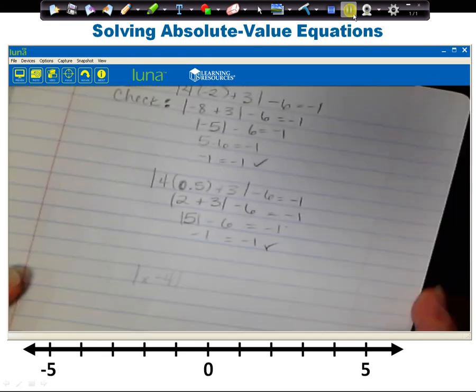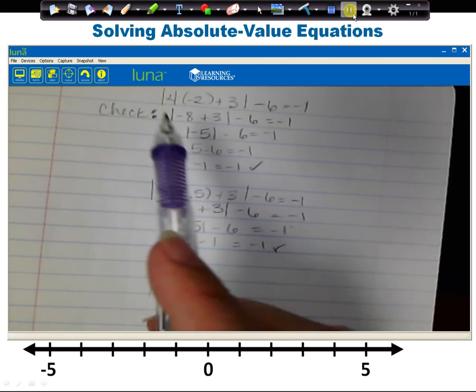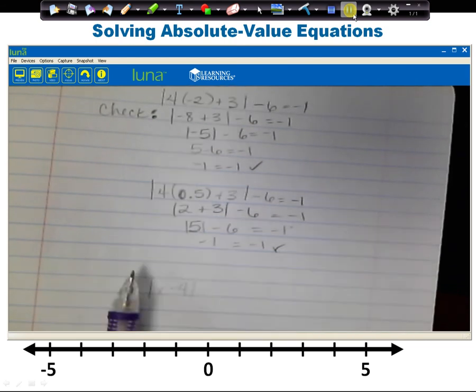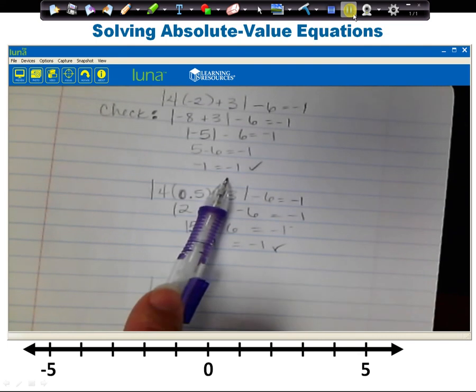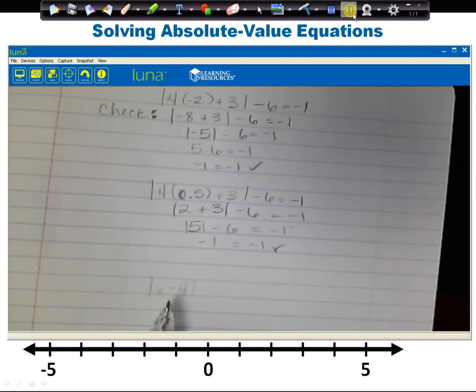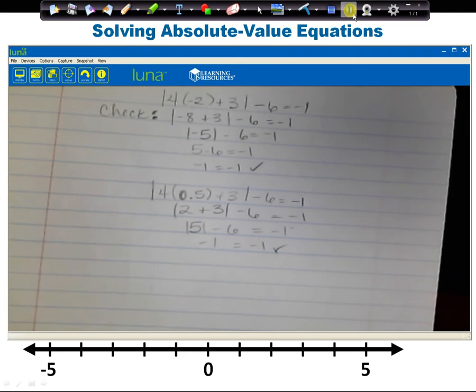All right, so this is what your check should look like for that problem. Again, we went back to the original problem and we plugged in -2 for x, and then down here we plugged in a 0.5 for x. And you should have gotten that -1 equals -1, and again, -1 equals -1. If you made any mistakes with that check, please go back and fix that now.